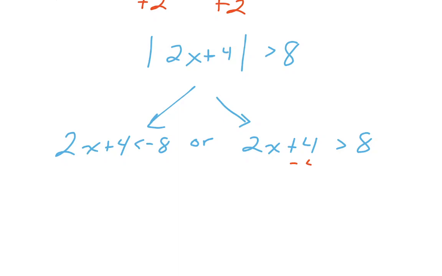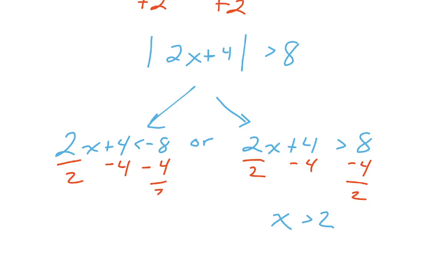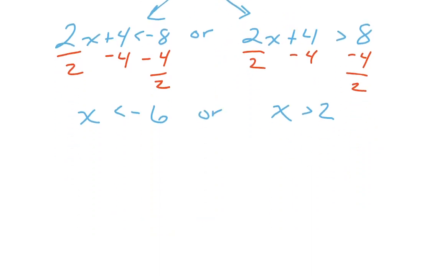All right. Well, subtract 4, divide by 2, and you get greater than 2. Subtract 4, it's going to give you -12, right? Divide by 2, it's going to give you -6. Now, don't flip the sign. We didn't divide by a negative. You only flip the sign if you divide by a negative. But hopefully, we find out that we're good here.